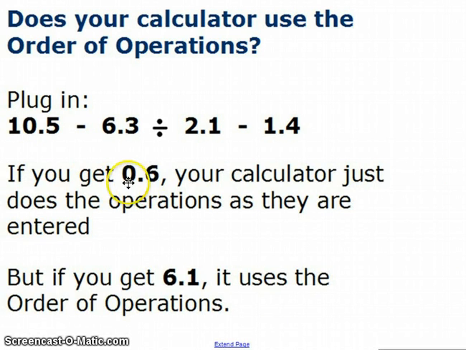If your calculator told you 0.6, then your calculator did not apply the rules of PEMDAS. It simply did each of the operations in order from left to right. But if your calculator told you 6.1, then your calculator knew that it needed to follow the PEMDAS order of operations, so it did 6.3 divided by 2.1 first. So many calculators will tell you 0.6. They're perfectly fine. You just need to know about your own calculator that it's not going to do PEMDAS for you. But many of the calculators that are used by many of our students do perform PEMDAS for them. So those students would have gotten 6.1.